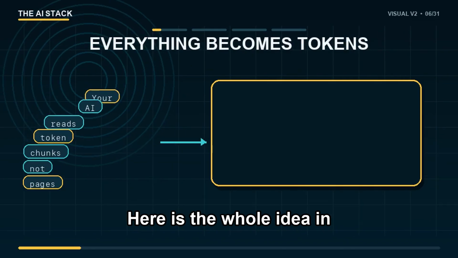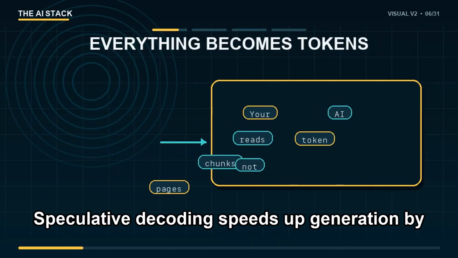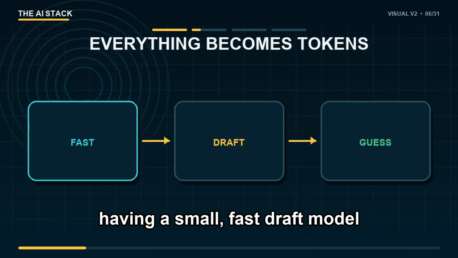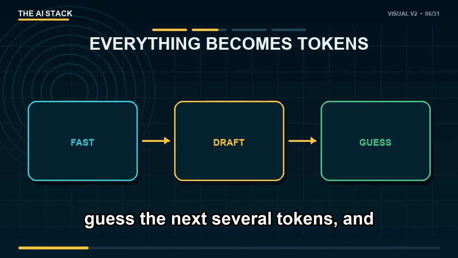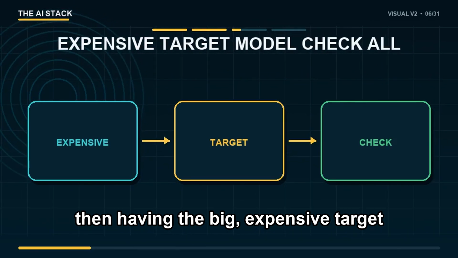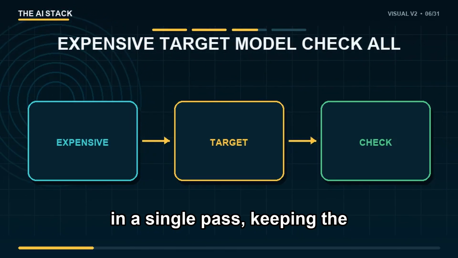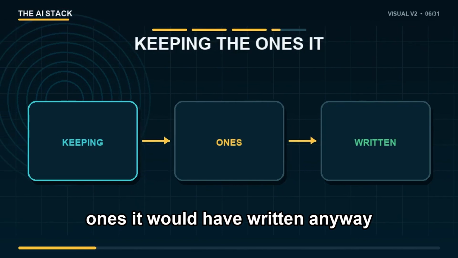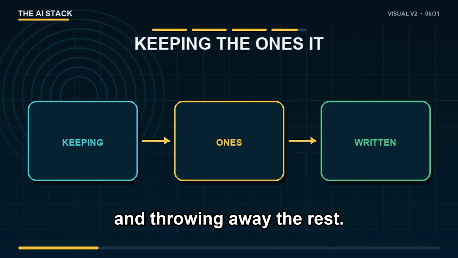Here is the whole idea in one sentence. Speculative decoding speeds up generation by having a small, fast draft model guess the next several tokens, and then having the big, expensive target model check all of those guesses in a single pass, keeping the ones it would have written anyway and throwing away the rest.